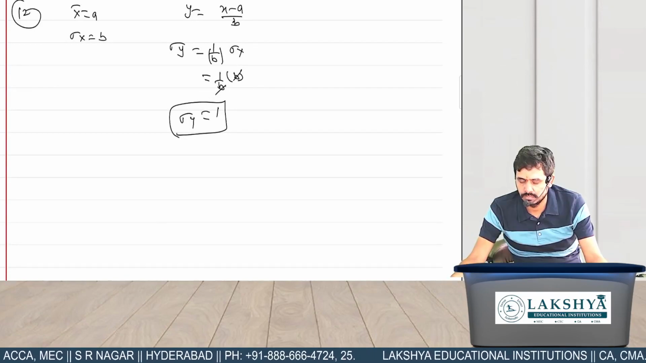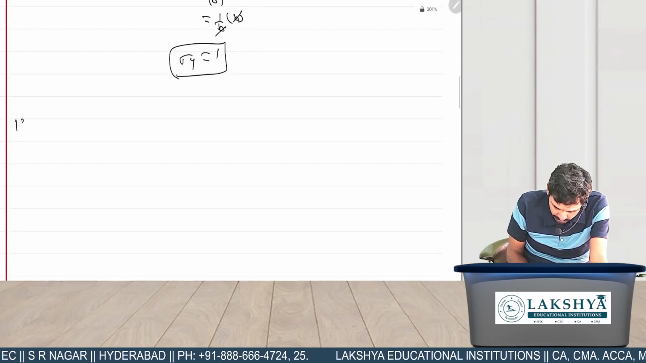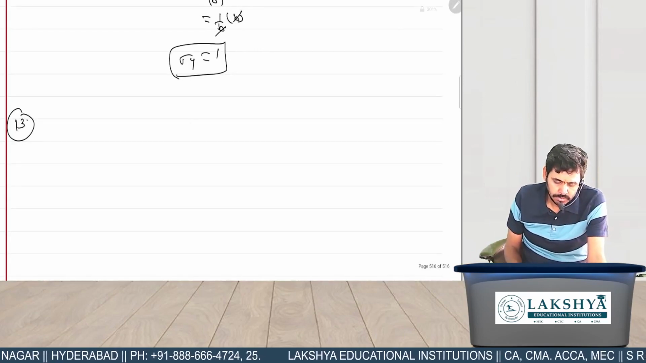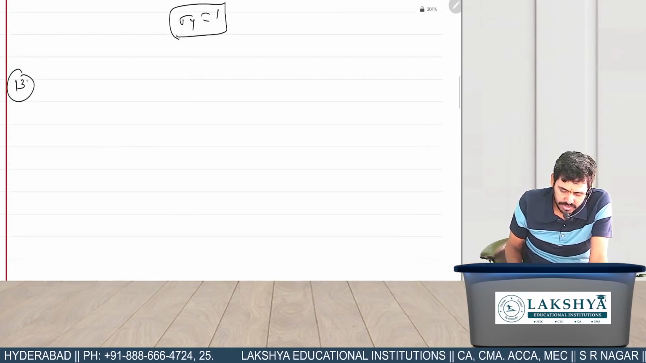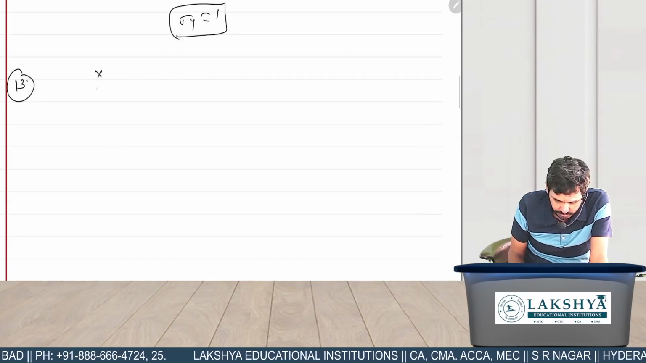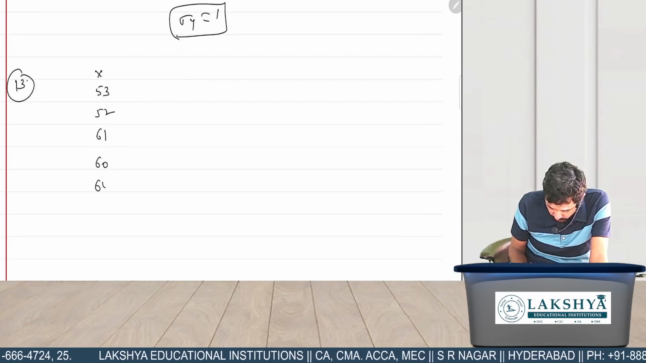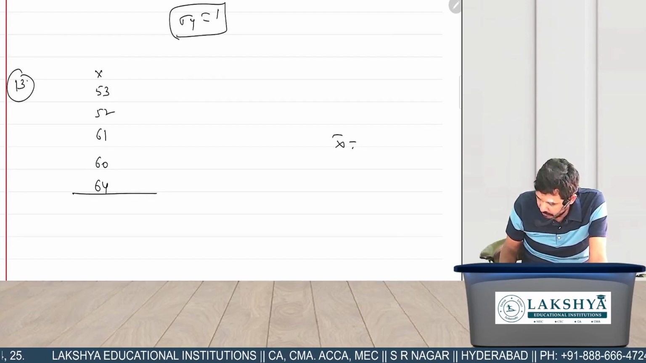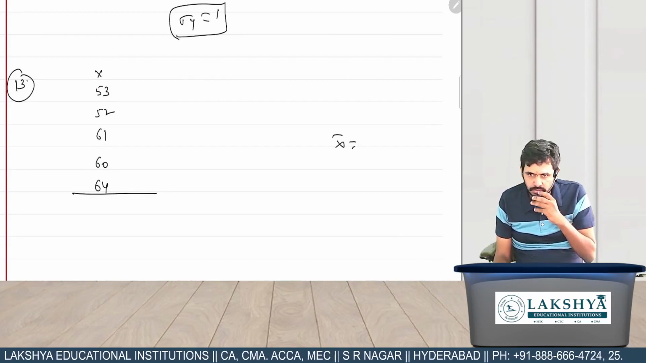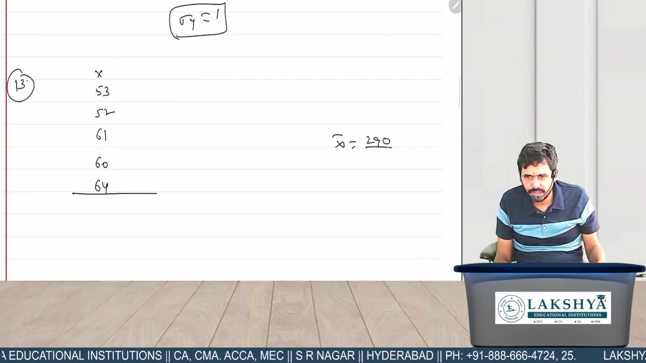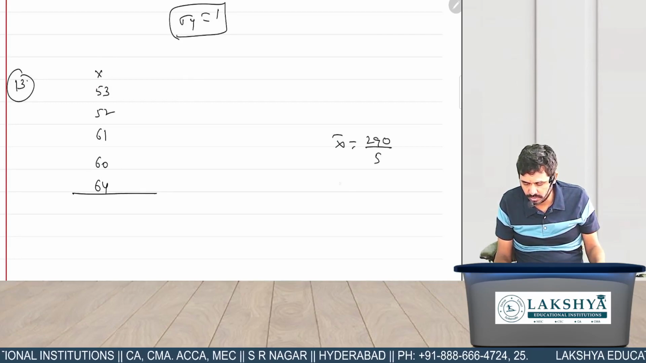See the problem number 13. What is CV, coefficient of variation for the following observations? Observations are 53, 52, 61, 60, 64. What is arithmetic mean first of all? 290 by 5, arithmetic mean.